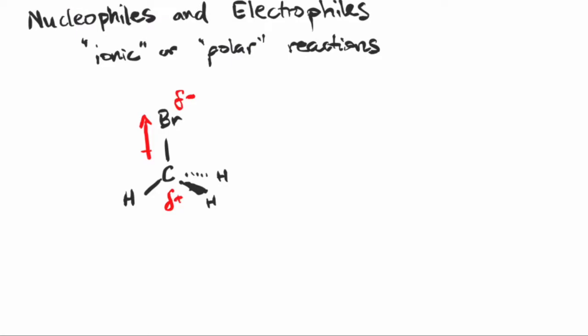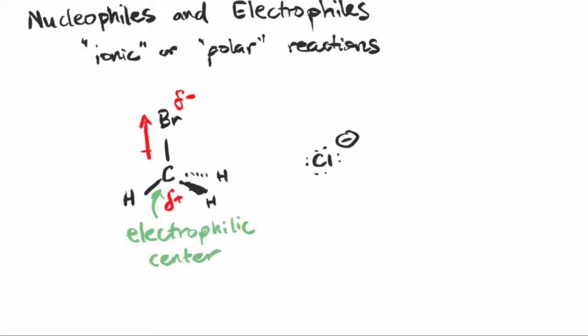Due to this, the carbon in the center is lacking electrons. Because of this lack of electrons, it is attracted to electrons. It wants and, quote unquote, loves electrons. So it will be called an electrophile. And that carbon center will be known as the electrophilic center.